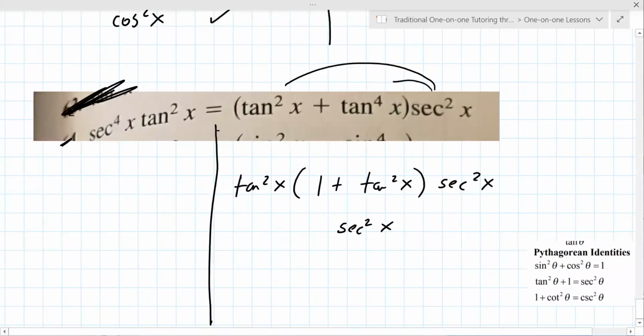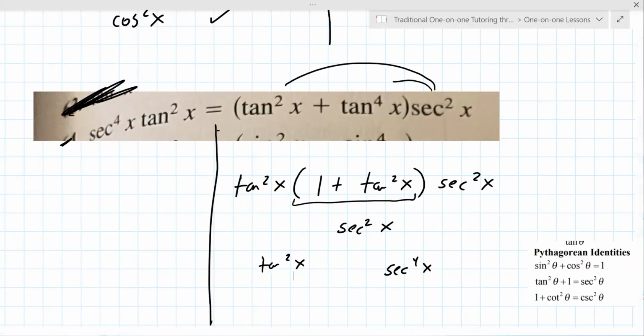So it's a little bit of pattern recognition. It's not really math. It's like, do you see the thing that you're supposed to use? So secant squared times secant squared gives you your secant to the fourth x. Obviously tangent squared gives you that. And that's it, because that's what we want.